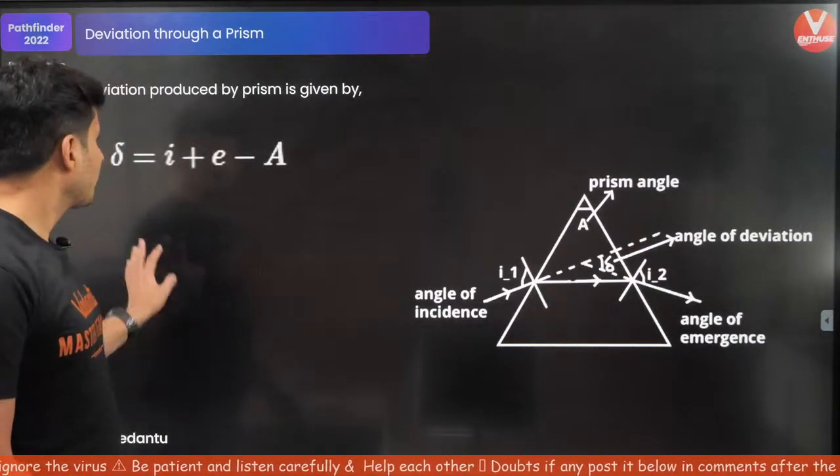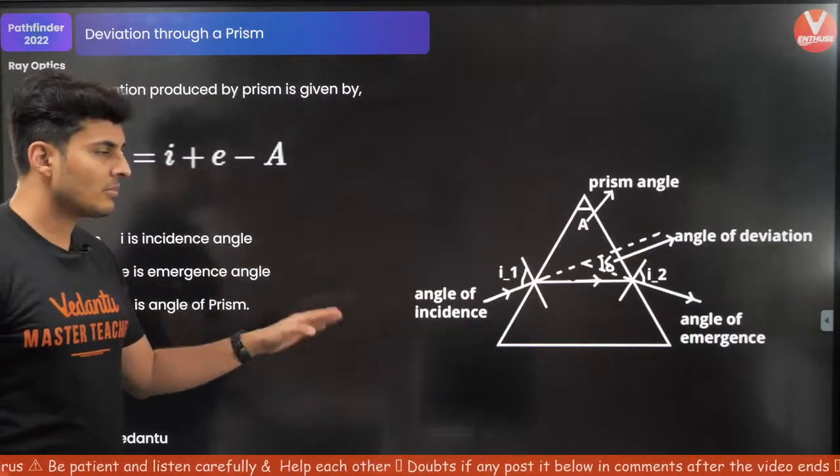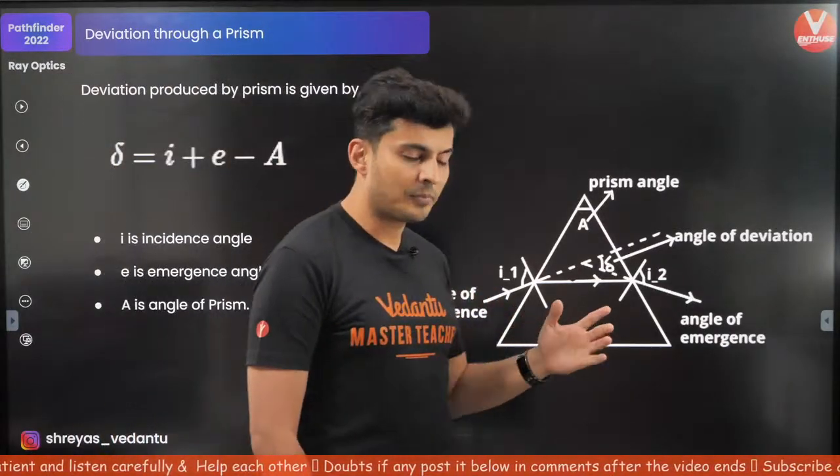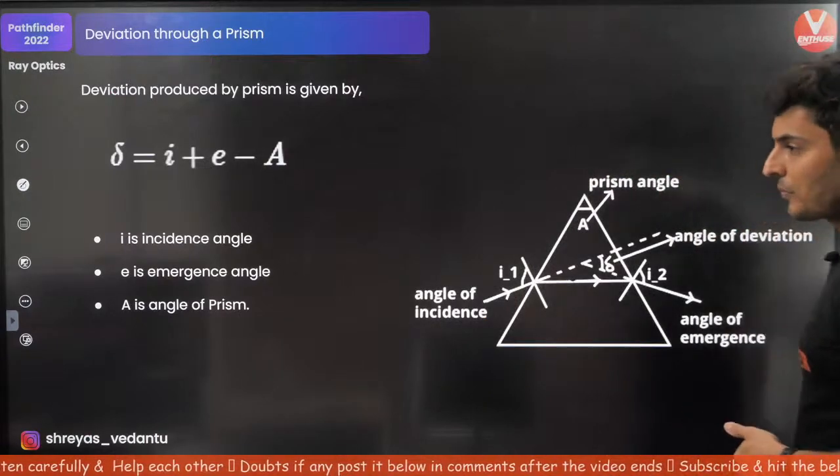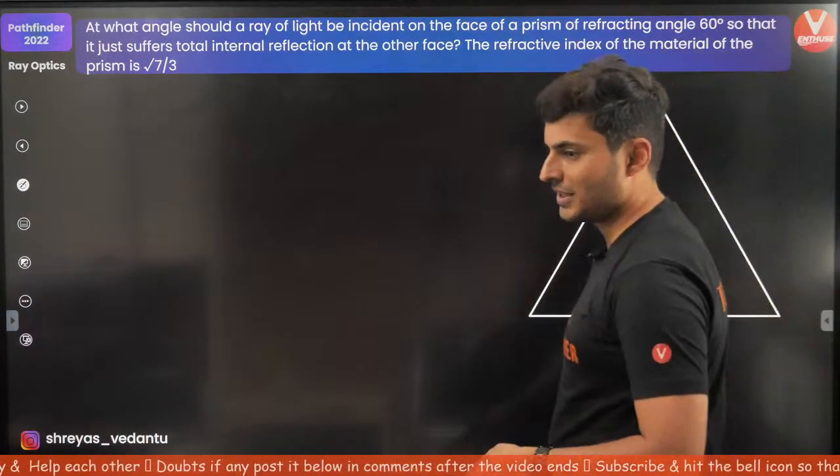Okay, so I have given you all these angles, angle of deviation, I1, I2 and A. Let's start with a question. Let's start with a question coming up on your screen.